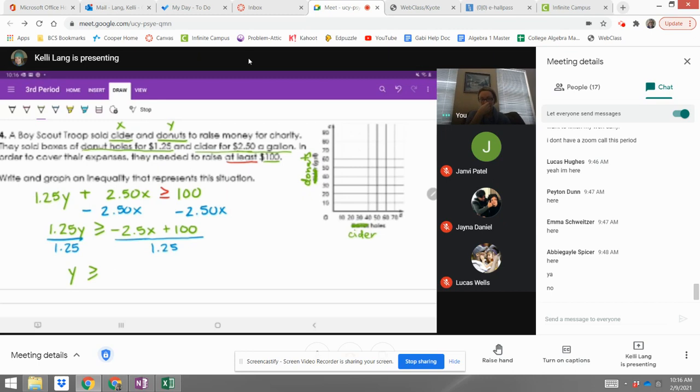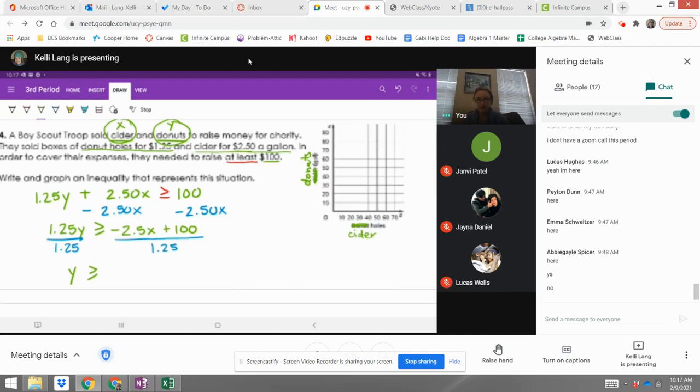Look at your picture. They actually had already defined what x and y was. So when I just arbitrarily chose to make cider x and donuts y, I chose backwards. I didn't realize they had already defined cider and donuts for me. This is going to change our answer, but that's okay because I just changed the graph instead. Sorry for the interruption. Let's go ahead and do this simplification.